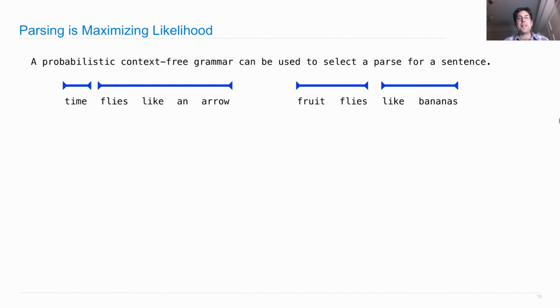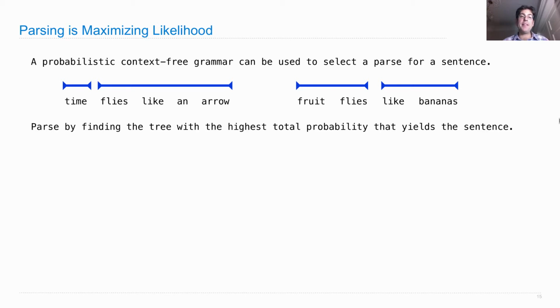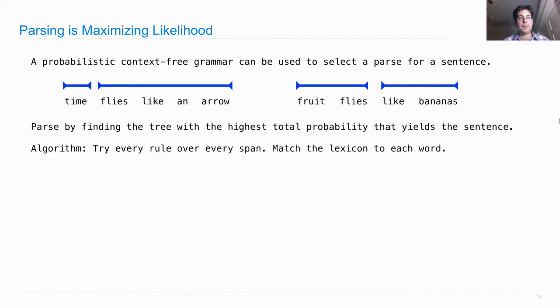Okay, so the goal of parsing under a probabilistic context-free grammar is to choose the right structure for every sentence. So we parse by finding the tree with the highest total probability that yields the sentence, meaning the leaves of the tree are the words in the sentence. And total probability is just the product of the probability of all the different rules that are used along the way. So here's an algorithm for finding this best tree, which is just: try every rule over every span of the sentence, but make sure that when you use a lexical rule, it actually matches the word at the bottom.